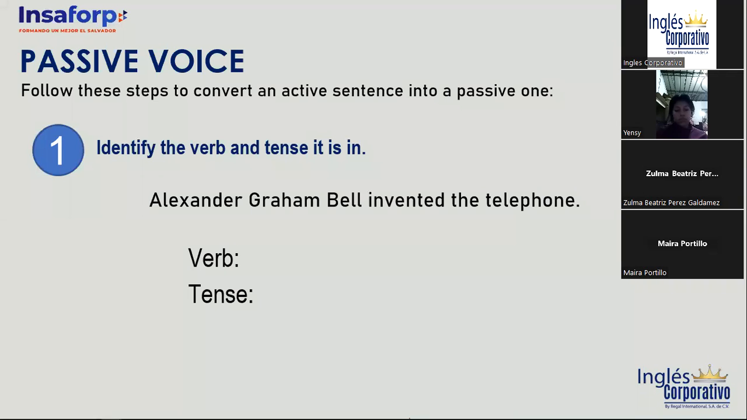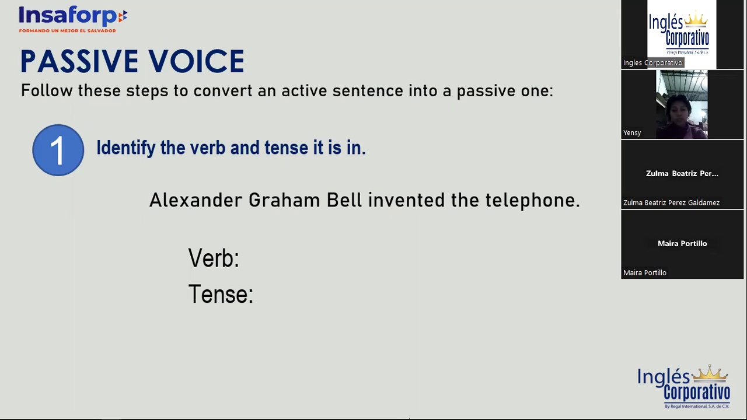So the first one, what is the first step? Identify the verb and the tense it is in. That's very important. Por eso el día de ayer yo les preguntaba, ¿y cuál es el tense con el que están trabajando, el que están viendo en el ejercicio, right? Because it is extremely important to know what the tense is, if it's in present, past, or future, right?